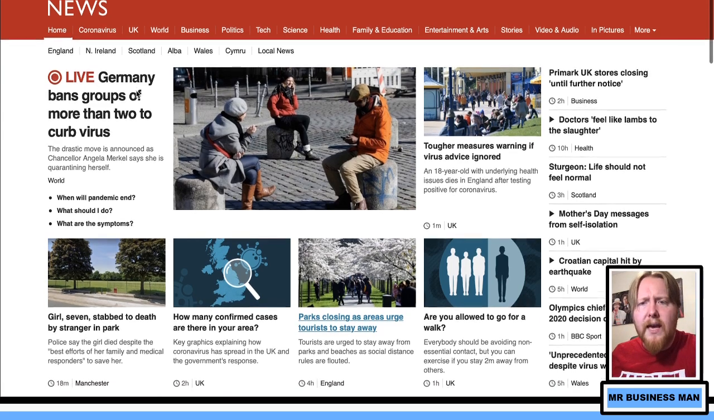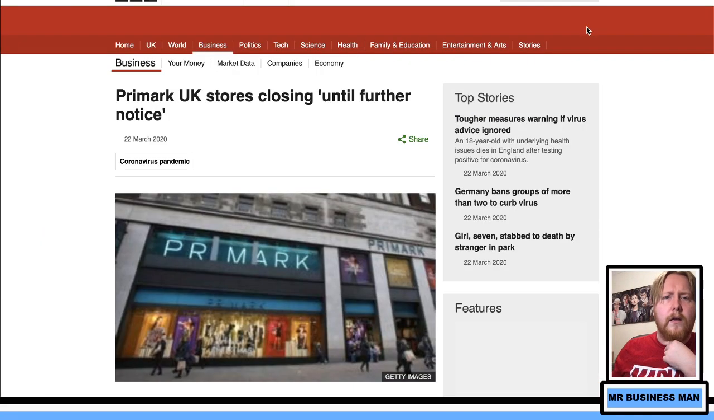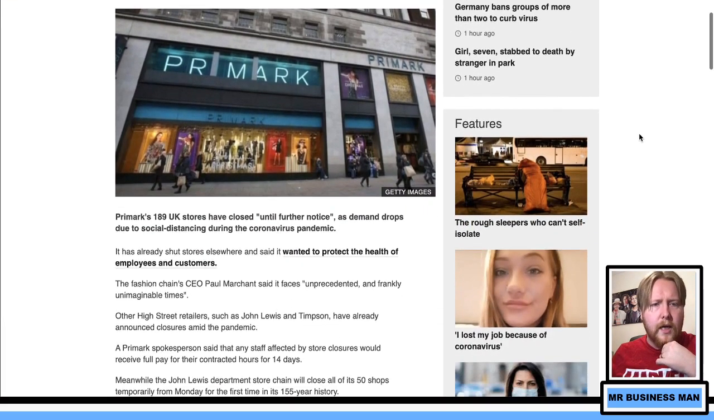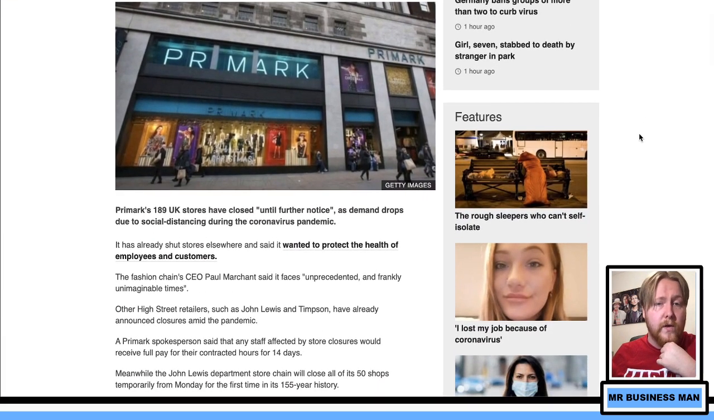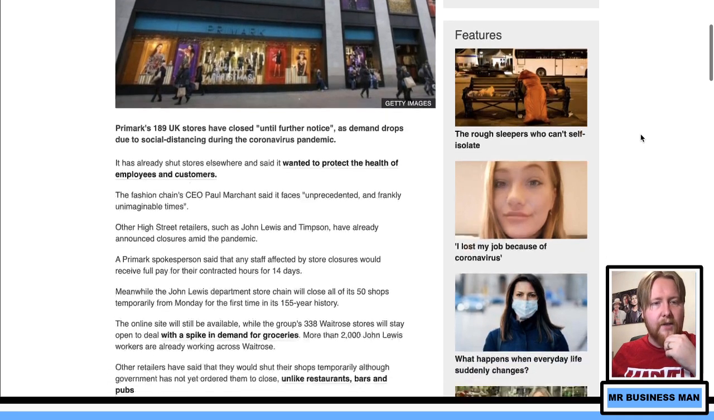It says Primark UK stores closing until further notice. Let's have a look at this. Primark UK stores closing. 189 UK stores have closed until further notice. It says demand drops due to social distancing. Remember I talked about external impact, external factors. That would be a really good example of it. It's already shut stores elsewhere and wanted to protect the health of employees and customers.